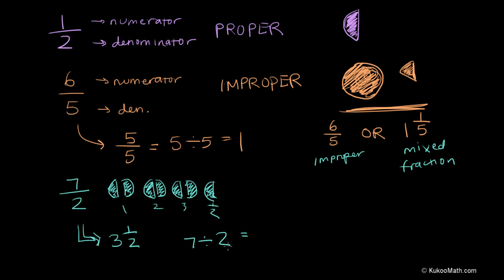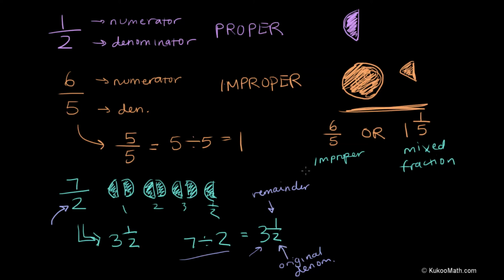And it can go into 7 3 times, and then we have that one remainder, right? So we're just going to put that remainder over our original denominator. So this number is the remainder, and this number is the original denominator. And then this is the result of the division problem. So that's how you convert an improper fraction into a mixed fraction.